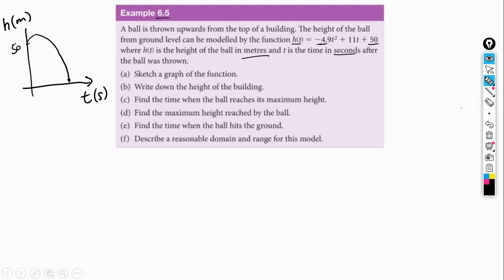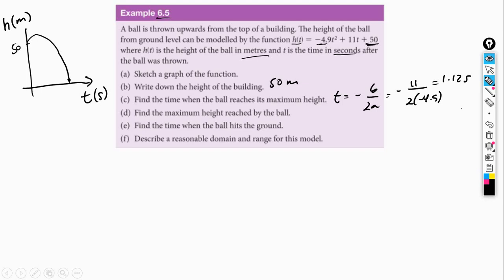So it says for B, write down the height of the building. The height of the building, as we said, is 50 meters, because that's the starting point. Find the time when the ball reaches its maximum height. For that, we use the formula t equals minus b over 2a. So that means it's going to be minus 11 over 2 times negative 4.9, and this is going to give us approximately 1.12 seconds, rounded to 3 significant figures.